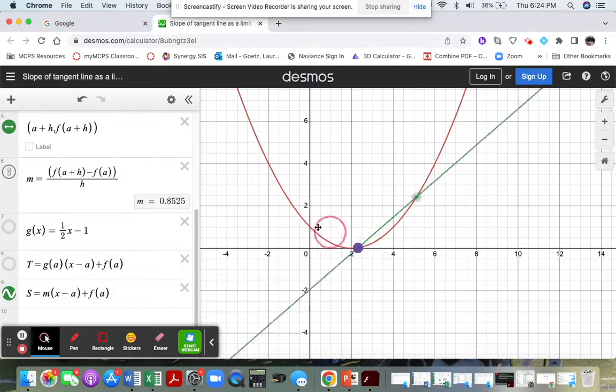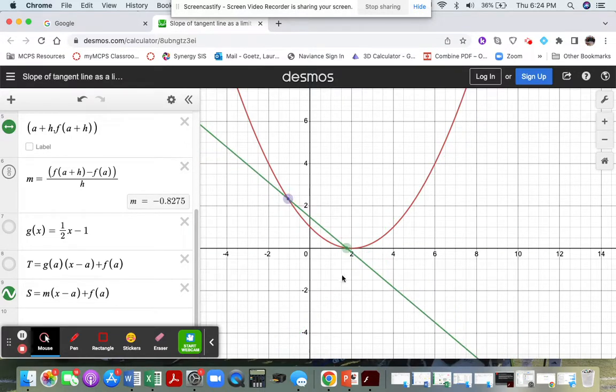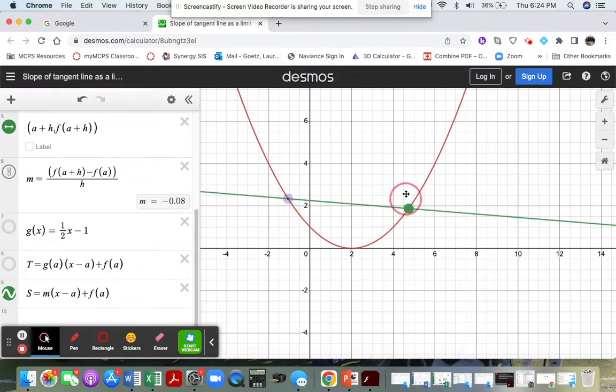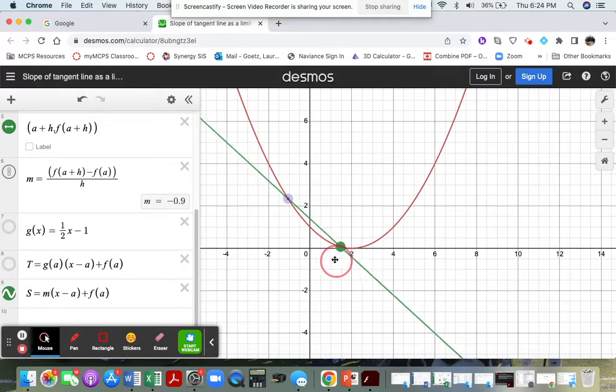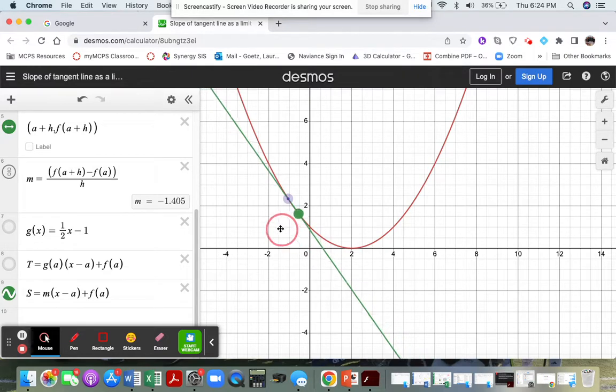What if I go over here? There's a secant line. What if I drag this point, right? See, look, secant line. Look at that, secant line. But as I move and shrink delta x to zero, tangent line. Crazy, right?